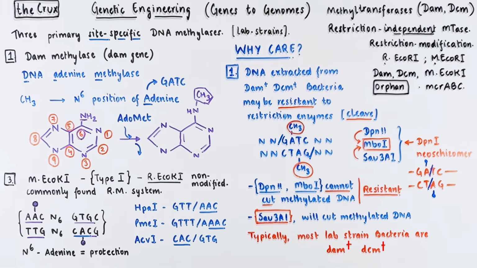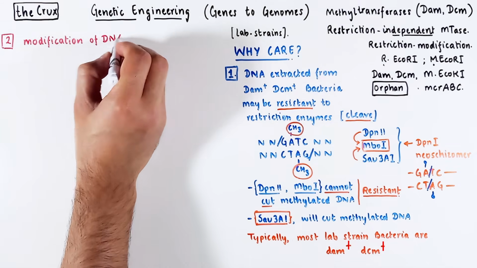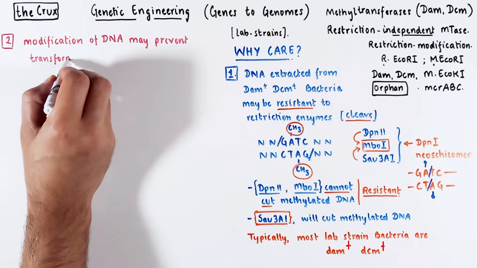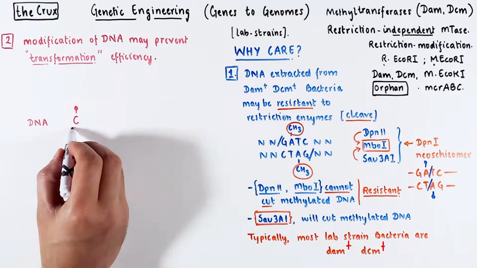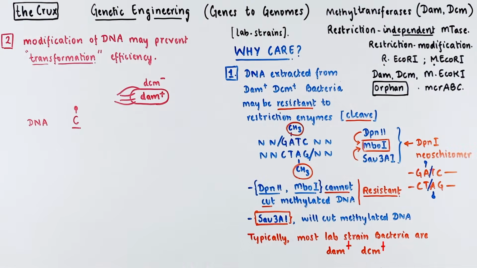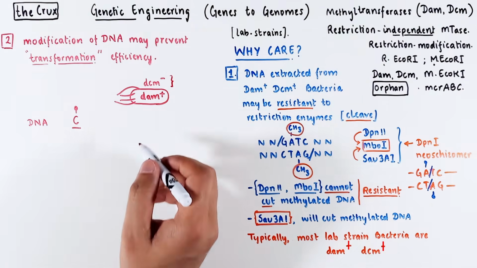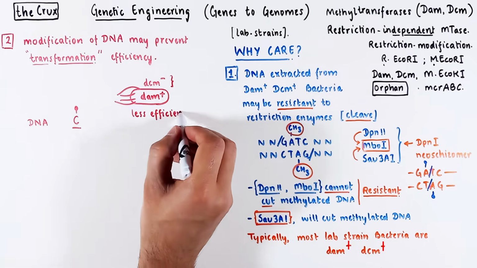using these bacteria. The second reason to care about methylases is that methyl modification may prevent transformation efficiency. Transformation is the process of inserting your DNA of choice into the bacteria. A detailed video on this will come later. For now, imagine you have a DNA where Cs are methylated at the Dcm sites, and you're trying to insert this DNA into a bacteria which lacks the Dcm gene. In that case, the process of transformation is going to be very inefficient.